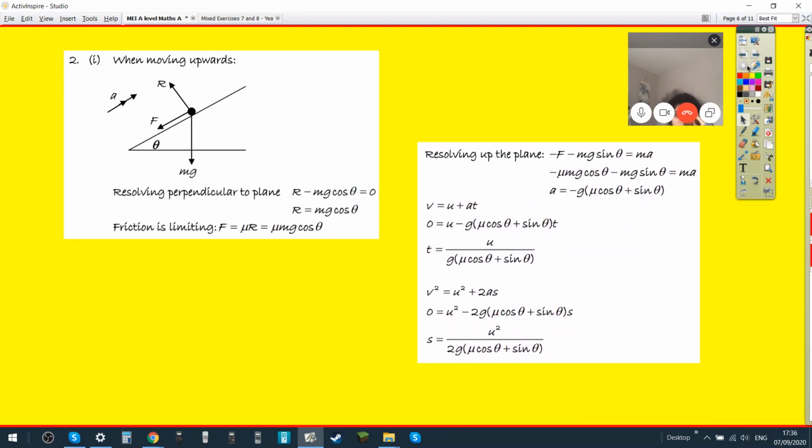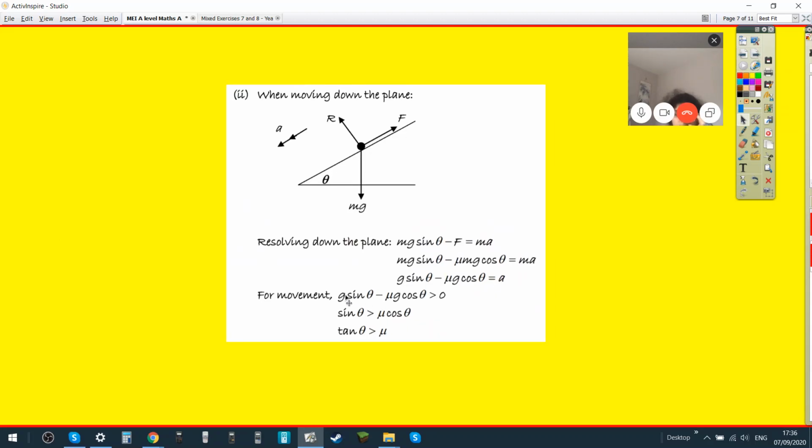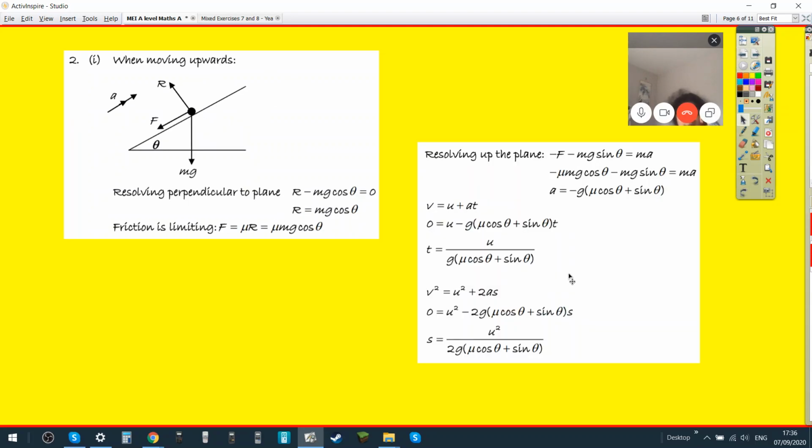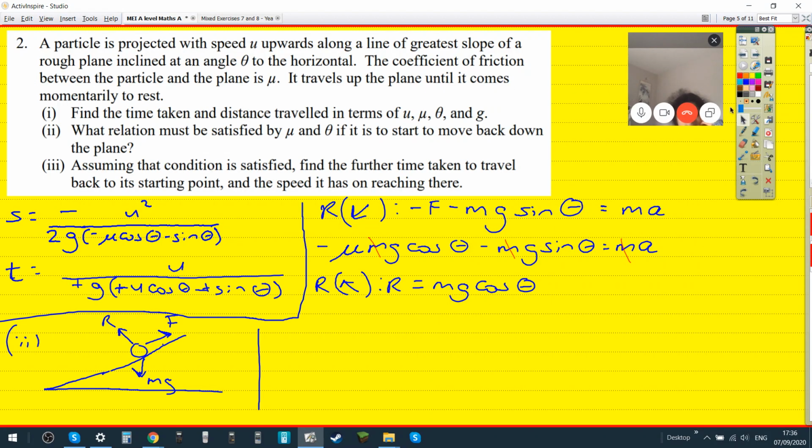That's part 1. Looks alright. Part 2. So they cancelled out the m's. For movement, g sine theta. Oh, the acceleration has to be greater than 0 to make it move. Okay. So A is greater than 0, therefore this will be greater than 0? Yeah. It's mu g. Couldn't you just times by minus 1? But then you'd have minus A, wouldn't you? So it's useless.